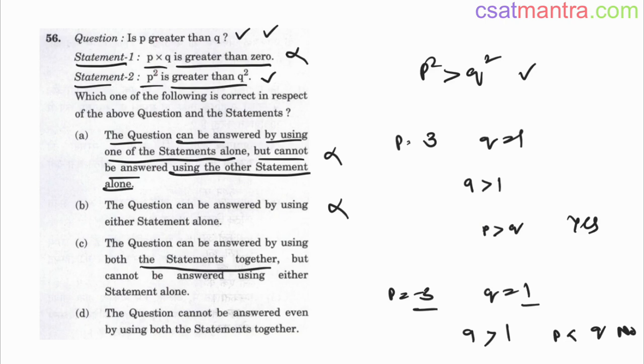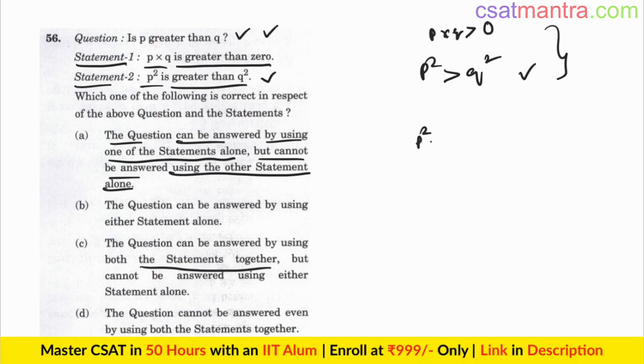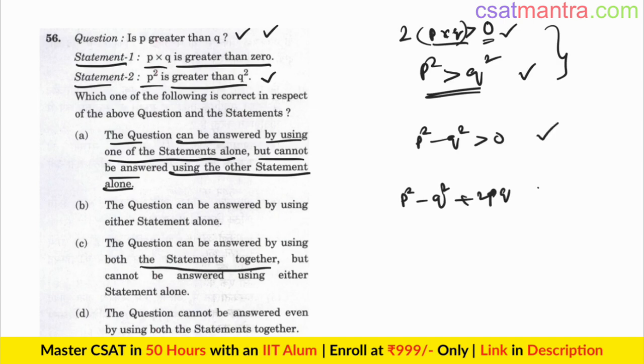Statement 1 says P into Q greater than 0. Statement 2, P square greater than Q square. I am trying to combine these two statements. P square minus Q square is greater than 0. From statement 1, P into Q is greater than 0, so 2 into P into Q is also greater than 0. Here, 2 into 0 is 0, so I just wrote 0 here. I am multiplying with 2 on both sides. Now P square minus Q square, I am adding 2PQ to this equation on both sides.